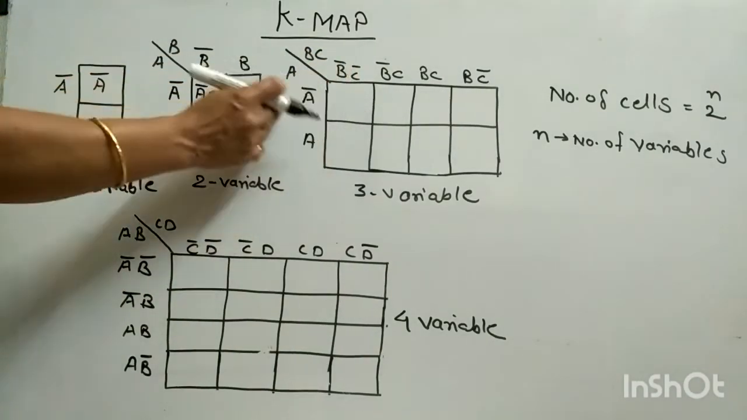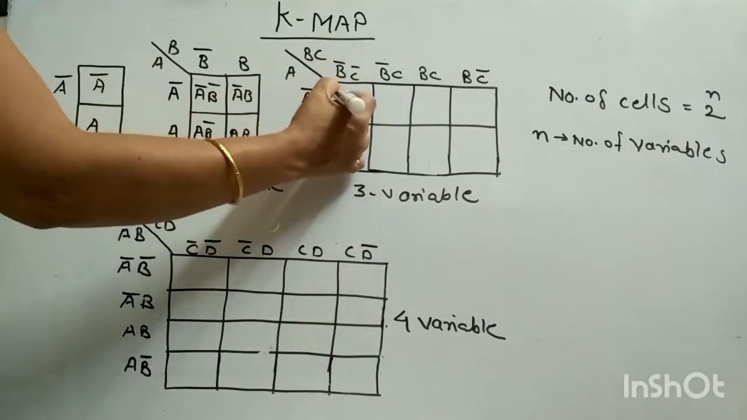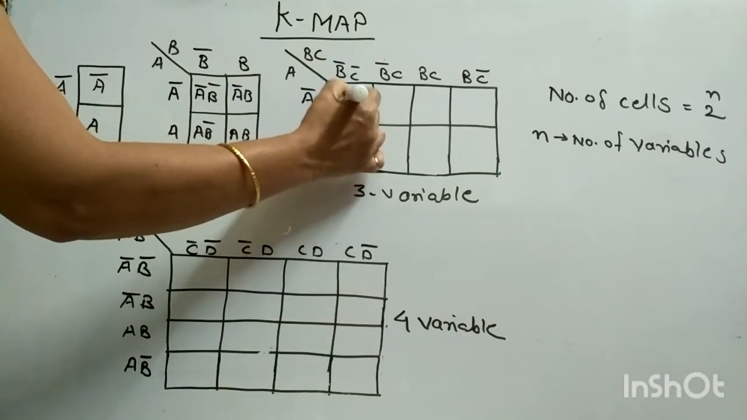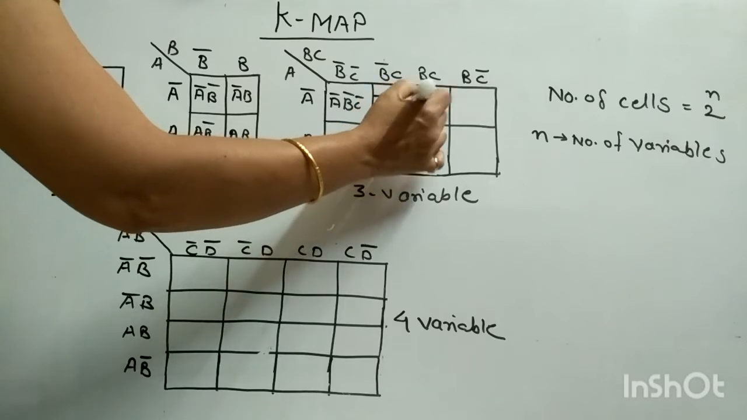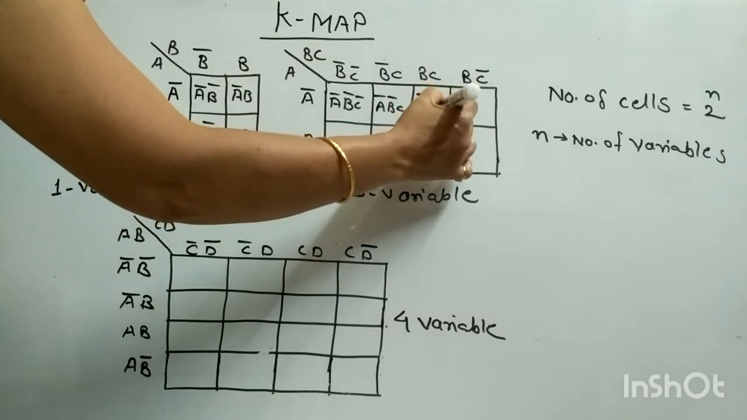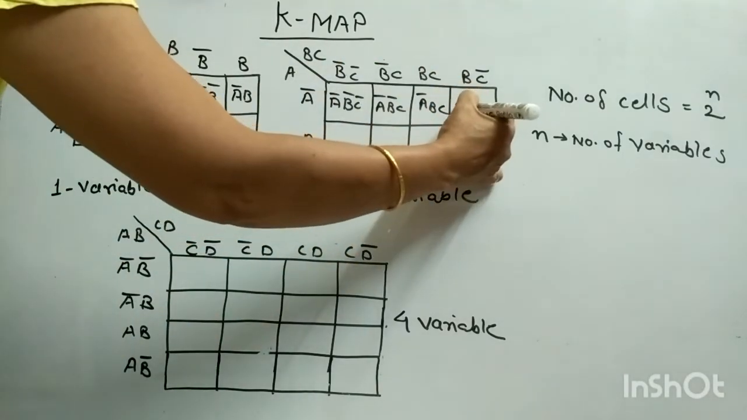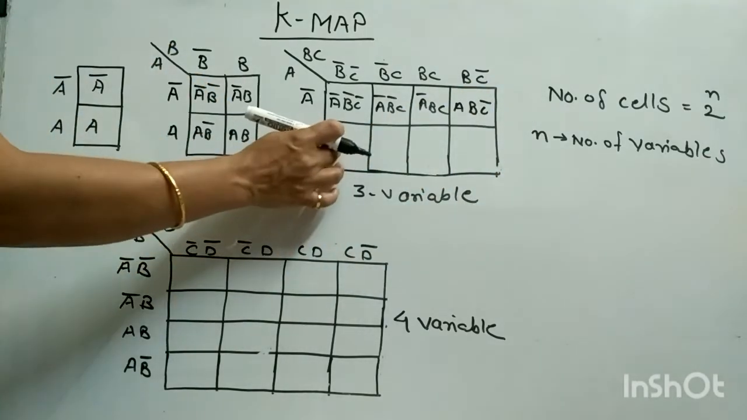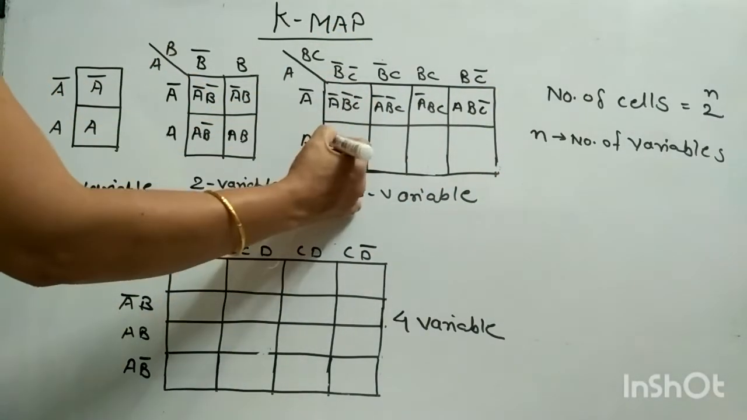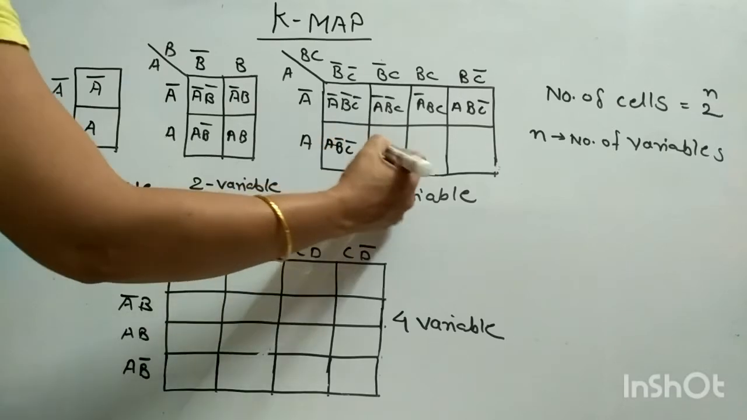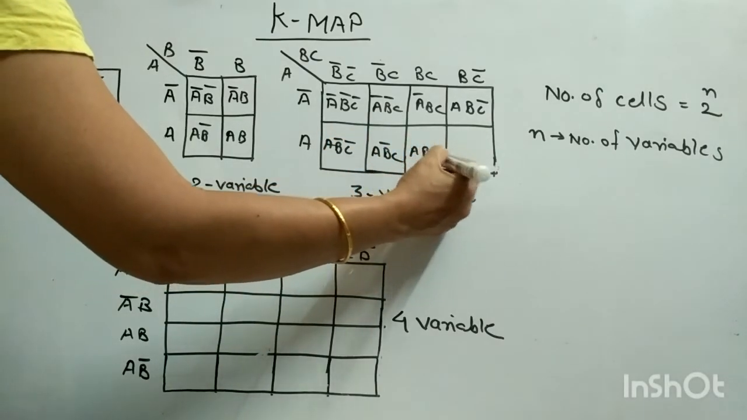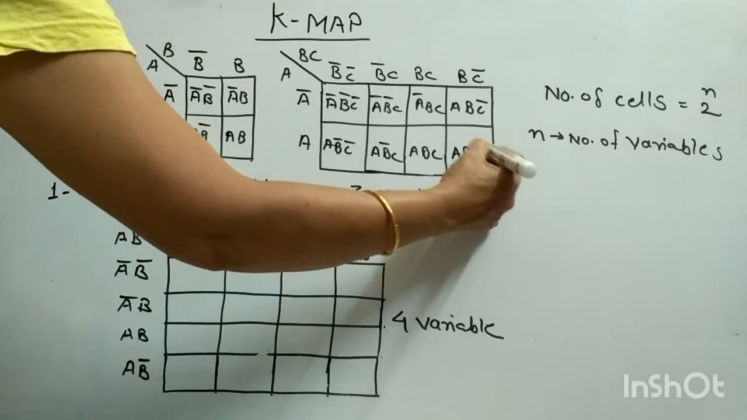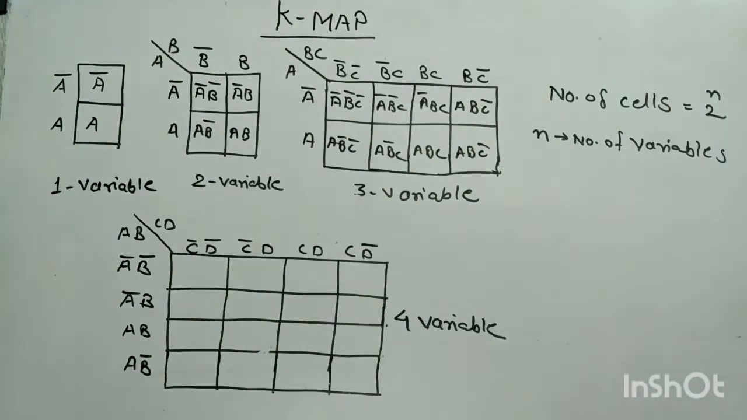Now for three variables, this is A bar B bar C bar. This is A bar B bar C. This is A bar B C and this is A bar B C bar. Now this is A B bar C bar. This is A B bar C. This is ABC and this is ABC bar.